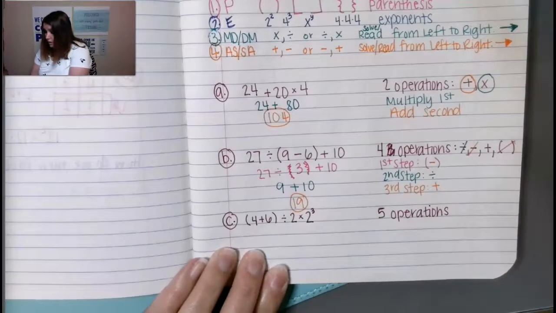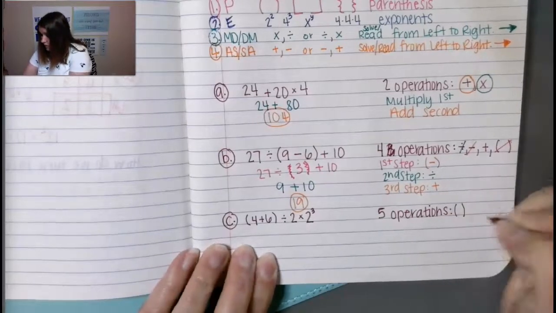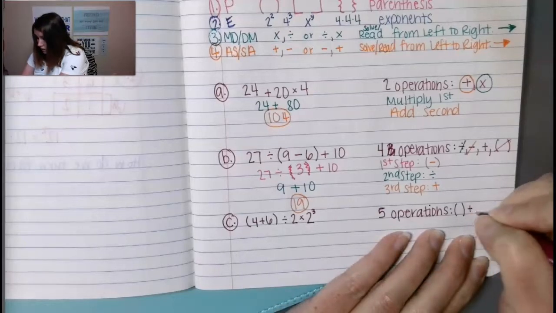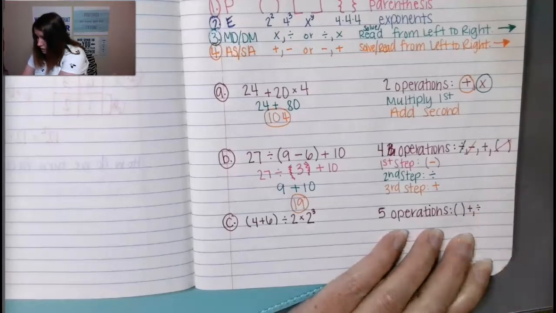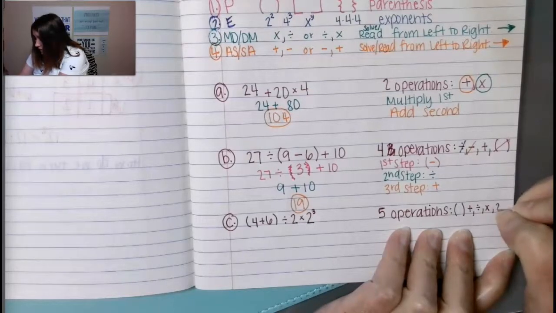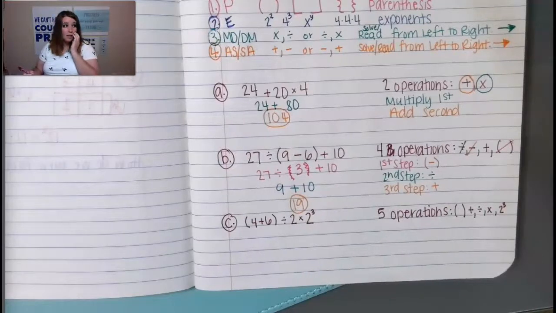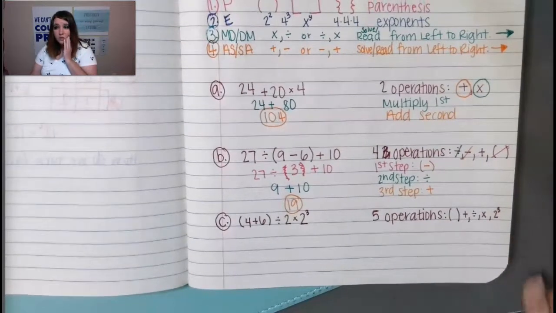Okay, my operations that I see: parentheses, I see addition, I see division, I see multiplication, and I see an exponent. So I'm just going to write it all out like that. And then I'm going to go ahead and start solving now.